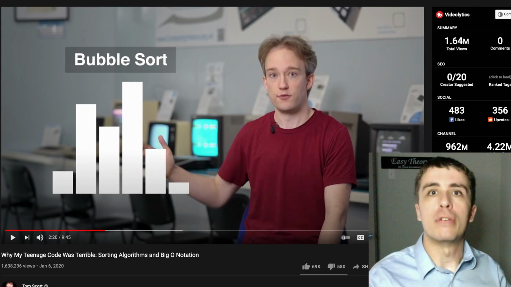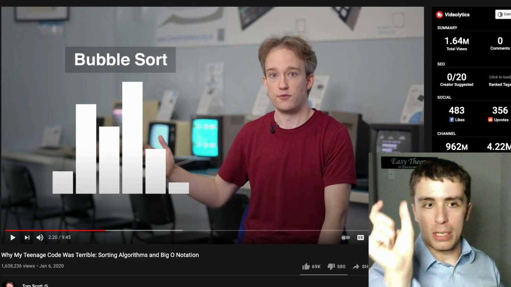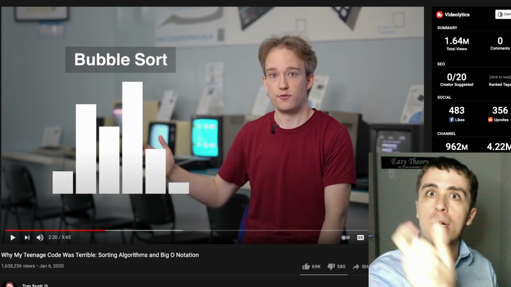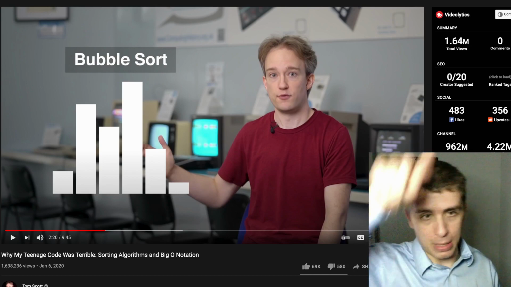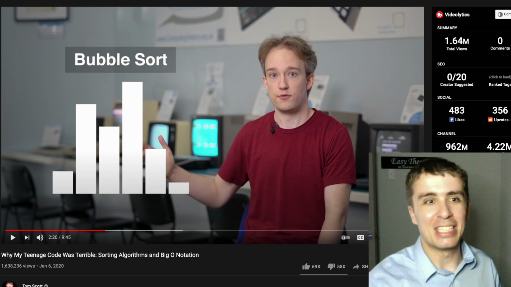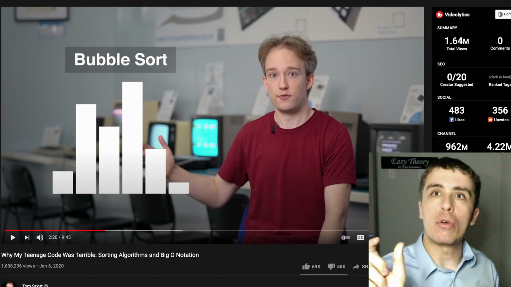So for those who don't know what bubble sort means, you look at each individual pair of consecutive elements in this collection. So these blocks, I guess, as they call them. And if they're in the right order, leave them.